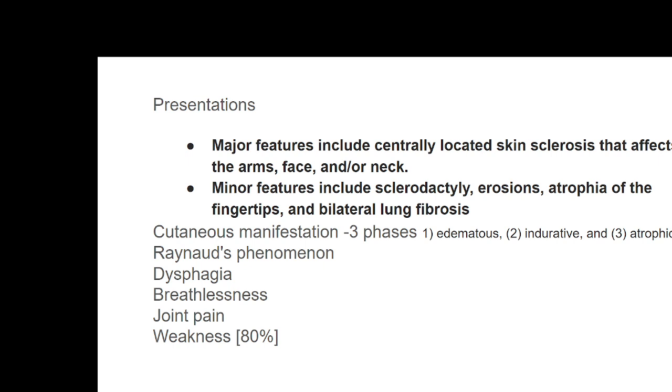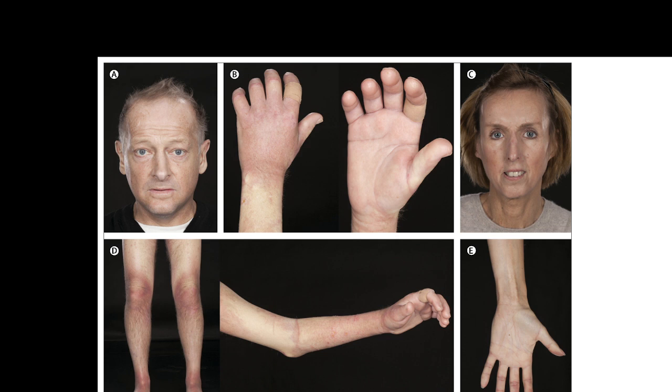In addition to these, other clinical presentations which can occur due to scleroderma could be Raynaud's phenomenon, where there could be peripheral vascular pathologies, dysphagia, breathlessness, or joint pain. A majority of the patients would also complain of weakness, vague weakness, which is seen in 80% of the patients.